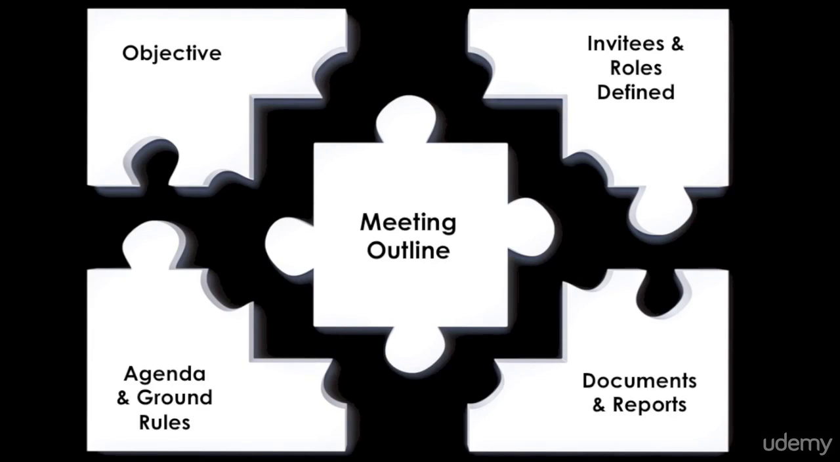When you have your objectives, your roles and responsibilities defined, your invitees defined, your documents and reports, and your agenda and ground rules in place, you can put these all together on a document we call a meeting outline. And this is a one-stop shop showing how this meeting is going to actually run and work.